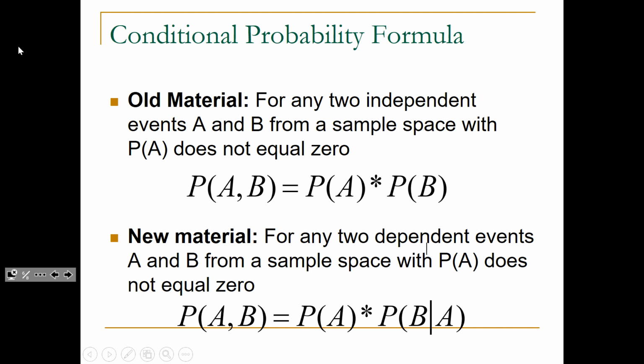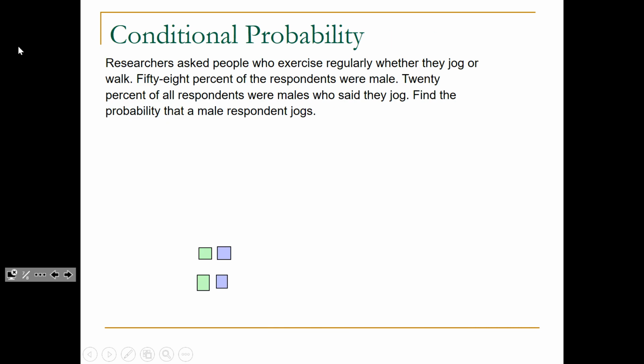Hey, and if you guys remember on 10.2, when we were coming up with our probability, we had a fraction on the assignment. They asked us to convert that into a percentage. So here we are looking for some percentage, okay? Does everybody have their two formulas right down here? Okay. All right, so our next example says that researchers asked people who exercise regularly whether they jog or walk.